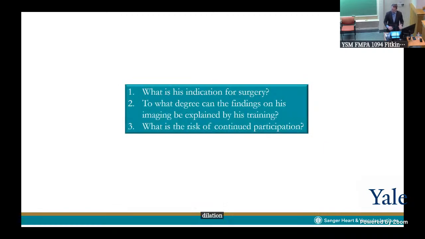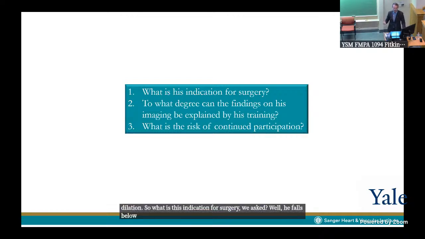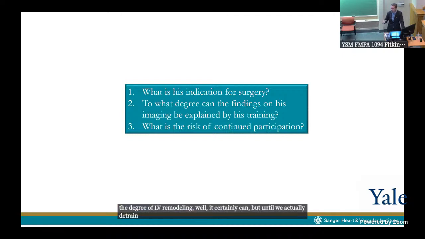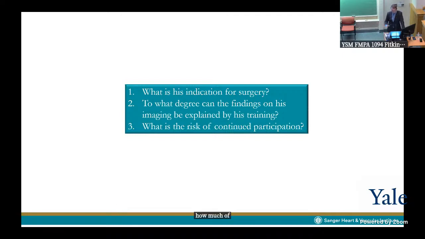So what is his indication for surgery, we asked? Well, he falls below surgical thresholds as he is. To what degree can his training impact the degree of LV remodeling? Well, it certainly can, but until we actually detrain him, we don't know how much of this is related to his LV or RV. But also then the other question is, what's his risk of continuing participating, right?